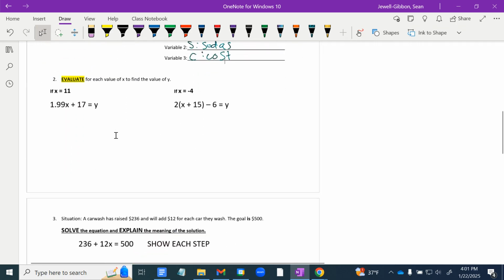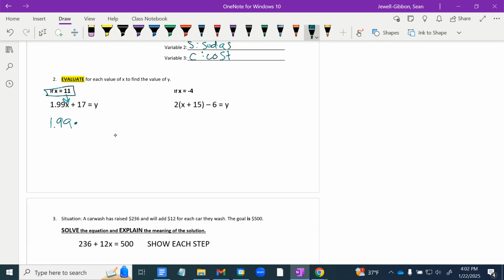All right. Moving on to the next section here, we are just plugging and chugging, just evaluating some equations when given a value. So here we have 1.99x plus 17 equals y, and they say, what if x equals 11? Go ahead and evaluate. So all that means is they want you to rewrite this equation here, 1.99, but instead of writing x, we're going to substitute this 11 in for x. Right? So they say, now we know that x is equal to 11. Instead of writing this x to represent a mystery that we don't know, we do know that this thing is going to be 11.